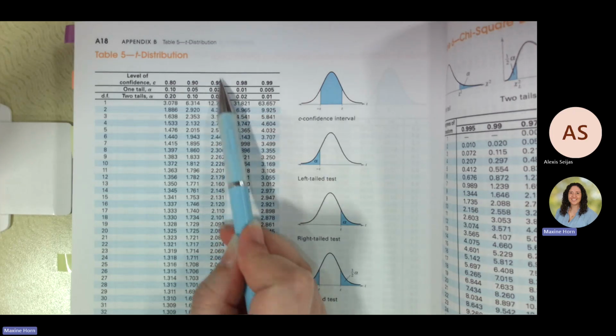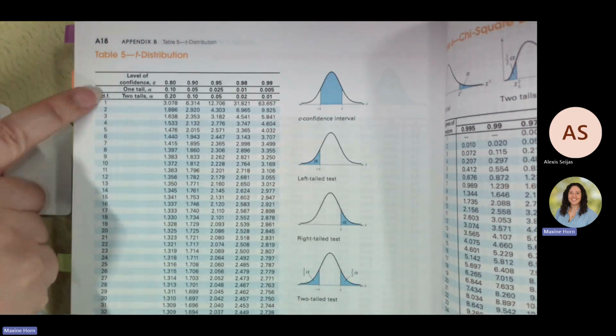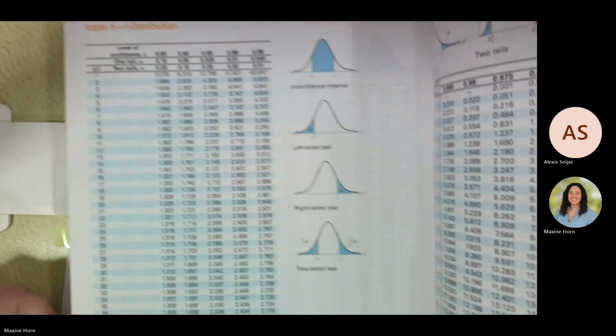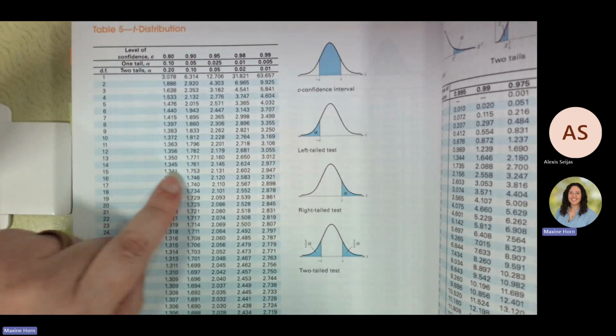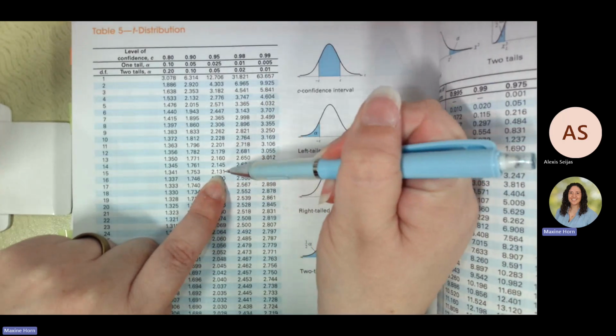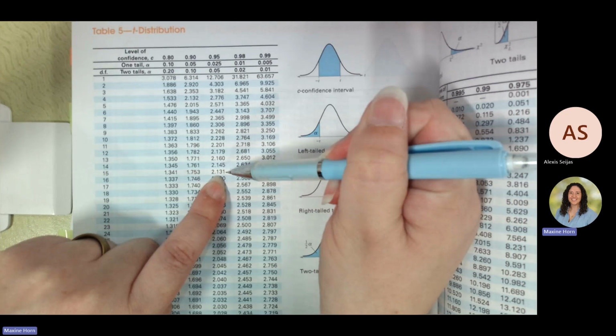So just look at your level of confidence, and then you'll see over here is your degrees of freedom. So our degrees of freedom was 15, because degrees of freedom is 1 less than your sample size. So we're going to look up a degrees of freedom of 15 and a confidence level of 95%, 0.95. So degrees of freedom of 15, confidence level of 0.95, that gives me a t alpha halves of 2.131. Okay, 2.131.